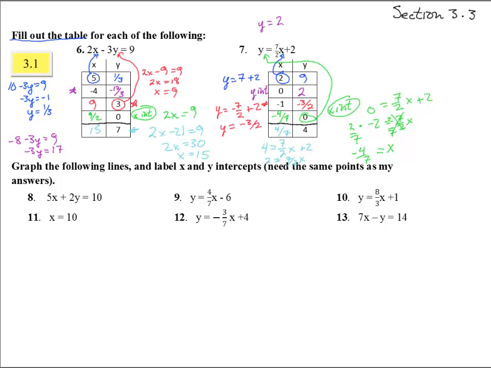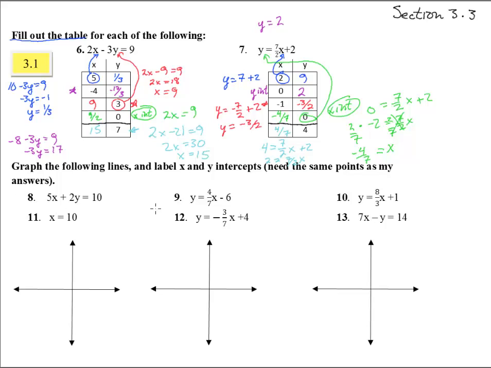Good. Okay, down here on numbers 8 through 13, we're going to graph them. We're going to sketch the graph down here and label x and y intercepts. Notice we're not just taking guesses at specific points. We're doing very particular points. We're going to let y equal 0, then we're going to let x equal 0. We need to have those same points as in the answer book.